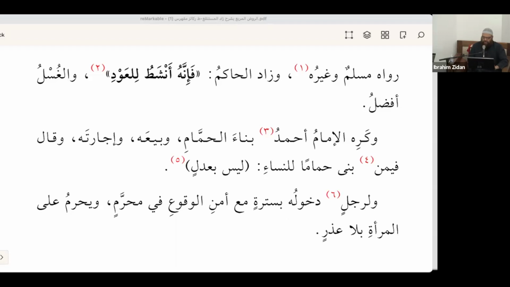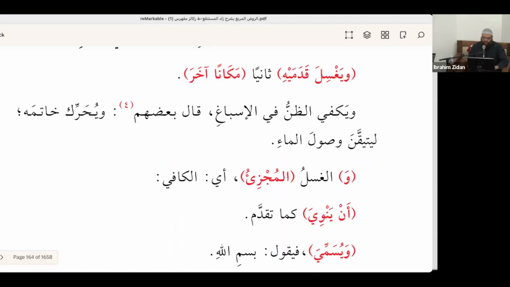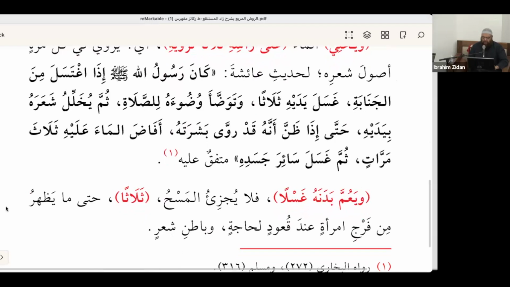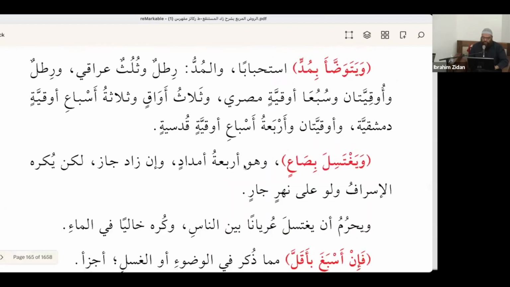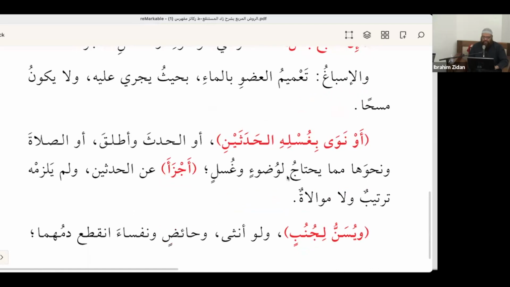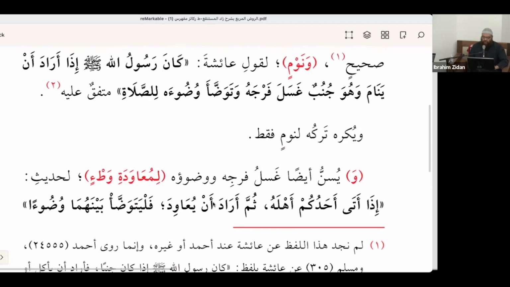So we'll read it one more time. We'll read the Z first, which goes back to 153, only in red. وَالْغُسْلُ الْكَامِلُ أن ينوي ثم يسمي ويغسل يديه ثلاثا وما لوثه ويتوضأ ويحثي على رأسه ثلاثا ترويه ويعم بدنه غسلا ثلاثا ويدلكه ويتيامن ويغسل قدميه مكانا آخر. والمجزئ أن ينوي ويسمي ويعم بدنه بالغسل مرة ويتوضأ بمد ويغتسل بصاع، فإن أسبغ بأقل أو نوى بغسله الحدثين أجزأ. ويسن لجنب غسل فرجه والوضوء لأكل ونوم ولمعاودة وطئ.